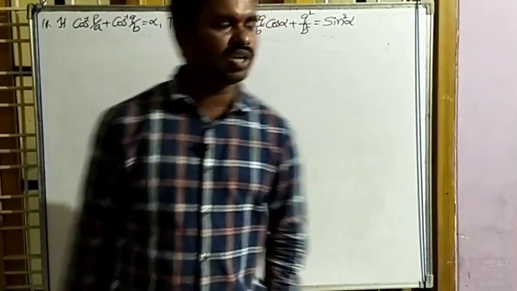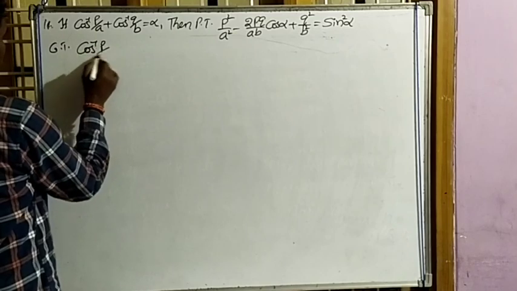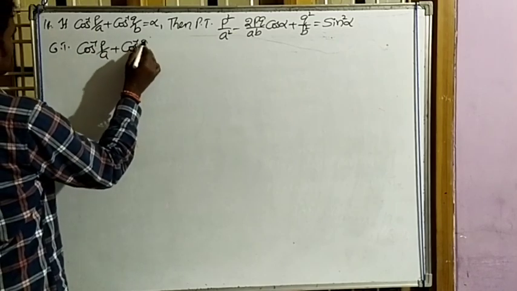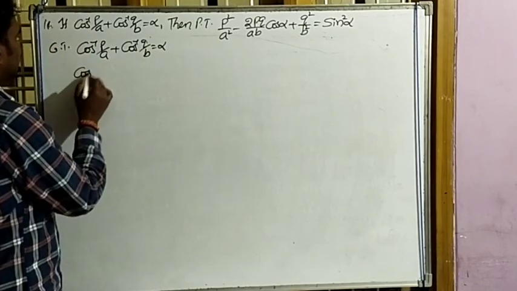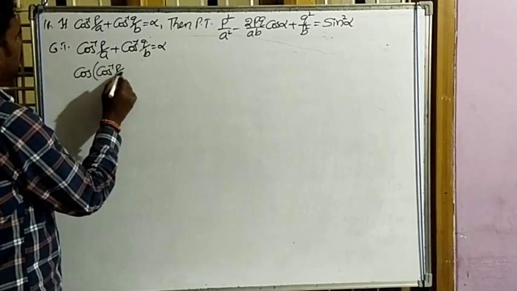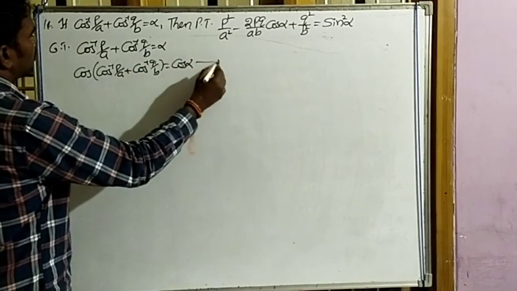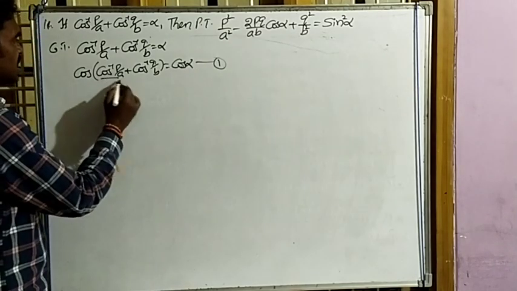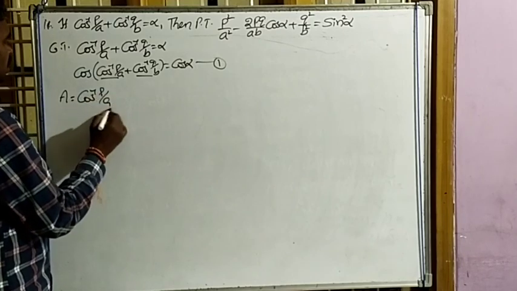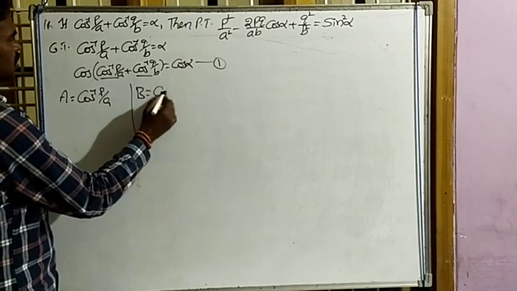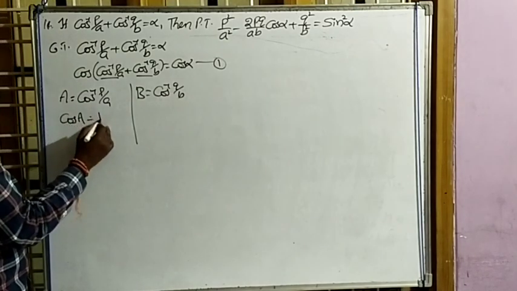Okay. Same as usual. So taking the given, cos inverse (p by a) plus cos inverse (q by b) equal to alpha. Now taking cos on both sides, we get cos of (cos inverse p by a plus cos inverse q by b) is equal to cos alpha, equation 1. Now this is taken as a, this is taken as b. Let a equal cos inverse (p by a), and b equal cos inverse (q by b). Then bringing it to the left side, cos a equal to p by a.